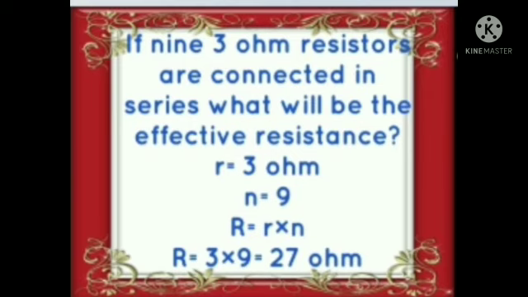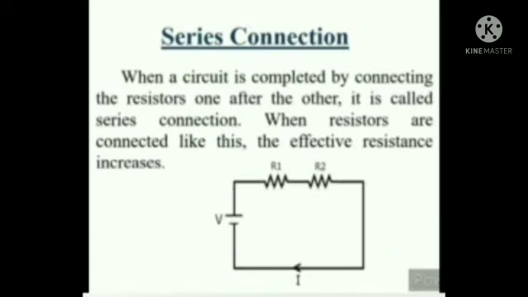In this question we have noticed that resistance R is equal to 3 ohm. Here the number of resistors is 9. Then we can substitute the equation: effective resistance R is equal to small r into small n. Then small r is equal to 3 ohm, into small n is equal to 9. We multiply, and we get 27 ohm.